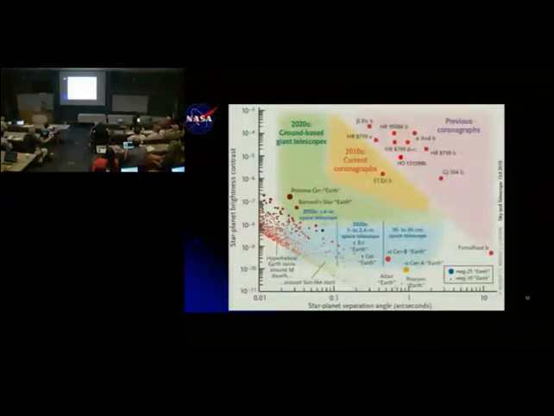So red color here is hypothetical Earth twins around M dwarfs, and yellow is around sun-like stars. So you can see around sun-like stars, Earth is 10 billion times dimmer than the star. Around M dwarfs, it's more like 10 million or 100 million. So ground-based telescopes are pretty good at detecting Earth twins around M dwarfs. But you need space telescopes to detect Earth twins around sun-like stars and FGK stars.